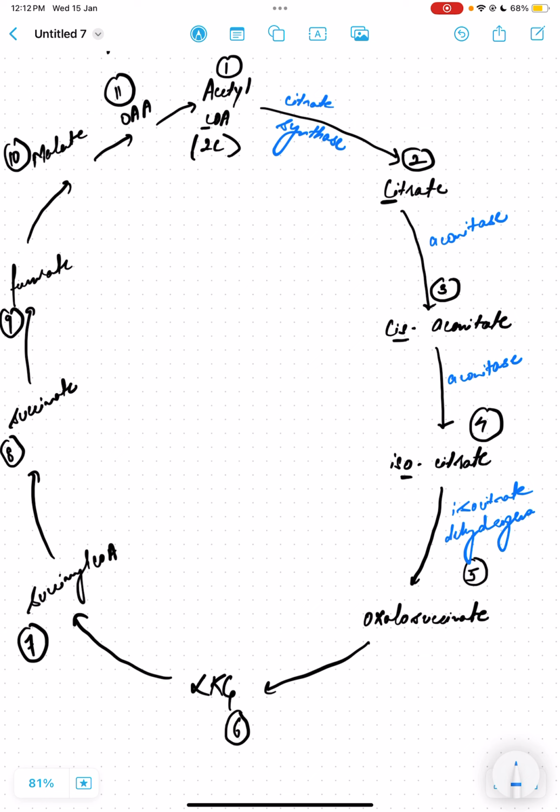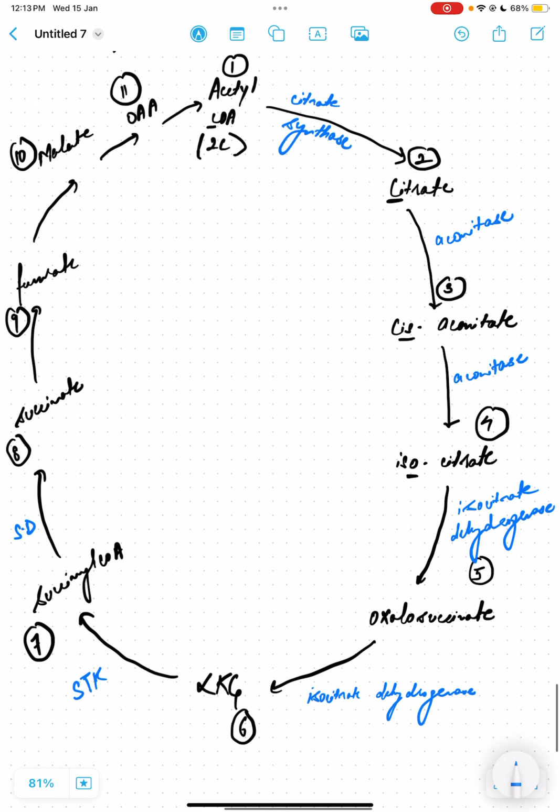From oxalosuccinate to alpha ketoglutarate, we also have the same enzyme, isocitrate dehydrogenase. And from alpha ketoglutarate to succinyl coenzyme A, we have the enzyme succinate thiokinase. And from succinyl CoA to succinate, we have succinate dehydrogenase. Sorry, I have mentioned it wrong. Wait for a moment.